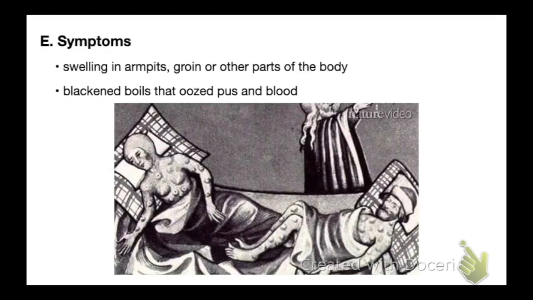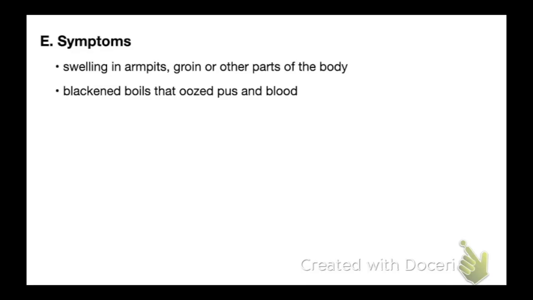So what were the symptoms? Well, they had swelling basically, in the armpits, groin, other body parts, and then these blackened boils. Here's a picture from back in the day, and you can see these egg-sized lumps all over these people's bodies. Okay, scary stuff. Okay, moving on.